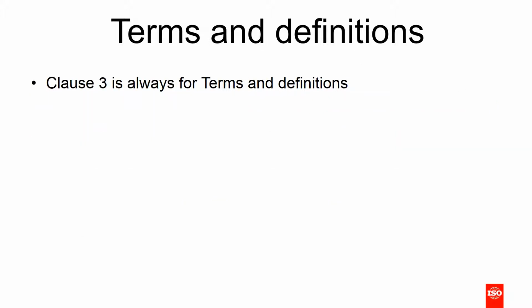Terms and definitions are always grouped together in Clause 3. This enables them to be automatically fed onto the online browsing platform, which we will come back to in just a minute. You can also add subheadings in Clause 3 to separate terms relating to different topics.